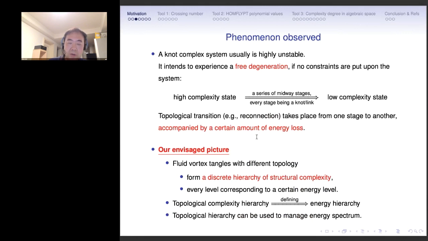So at this point, we just have some picture in our mind. Maybe fluid vortex tangles with different topology will form a discrete hierarchy of structural complexity, every level corresponding to a certain energy level. Because from the physics point of view, a system always evolves from a high energy level to a low energy level.